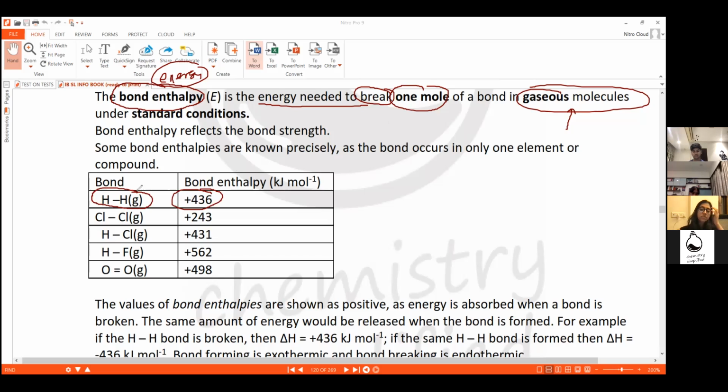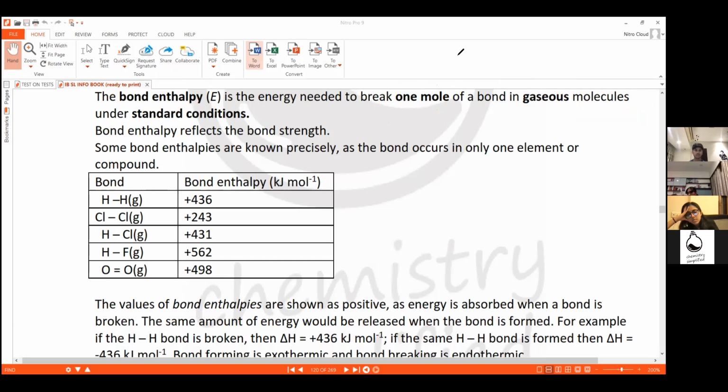Okay. So accordingly, which is the strongest bond in the table? HF. HF is the strongest, and which is the weakest? Yes, Cl-Cl is the weakest. Okay. But please remember the keywords in the definition, because according to the definition, we'll be able to decide the reaction or equation. 1 mole should be broken, and the molecule must be in the gaseous form.